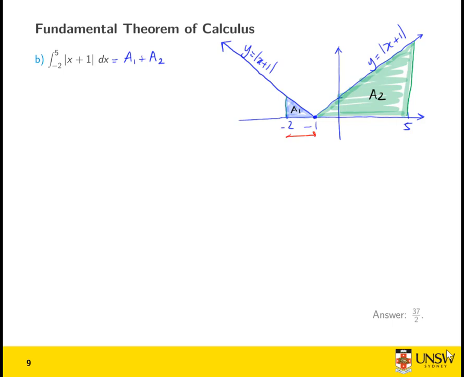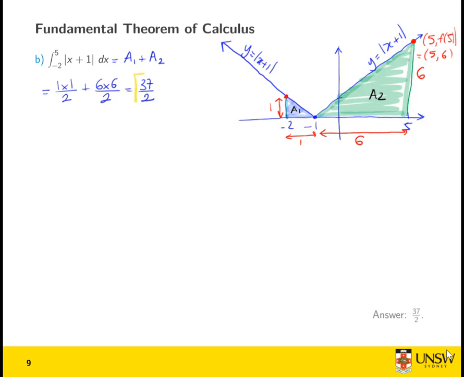This distance is 1. This distance is 6. We know that the coordinates of these points are 5, f of 5. So really it's 5 and 6. So this distance is 6. Same thing here, sub in -2. When you sub in -2 you get 1. So this distance is 1. This integral is the sum of the area of the two triangles, so that's base times height on 2 plus base times height on 2, and we get 37 on 2.